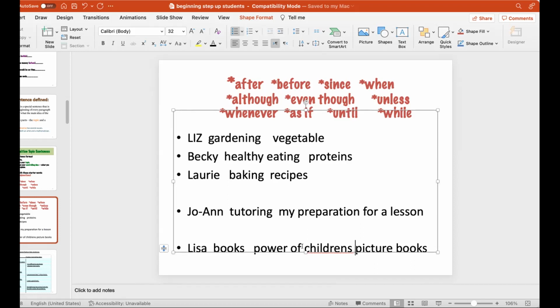Okay. So I'm going to model using your topics and some of these conjunctions, and then I'm going to ask you to do the same and use two conjunctions. So I'm going to start with Liz's. Whenever I think of going out into my garden, I enjoy working with my vegetables. Even though there's many types of gardening hobbyists, I am interested in vegetable growing. Okay, so that would be: when I think of gardening, vegetable gardens are the type of gardens I like to create each year.